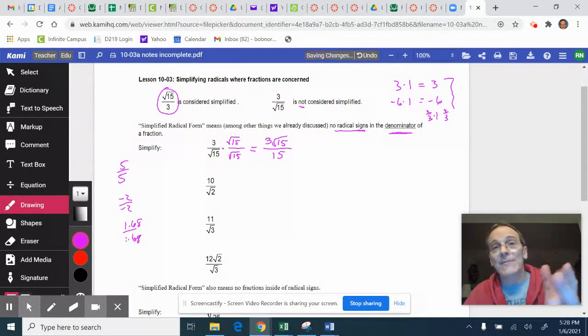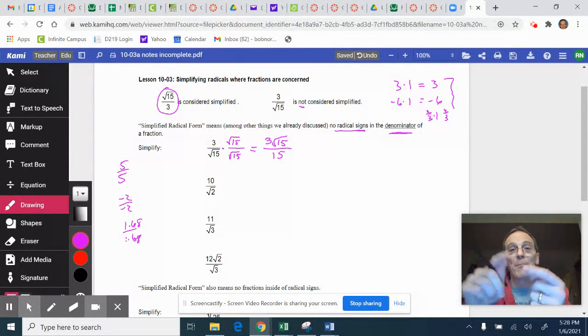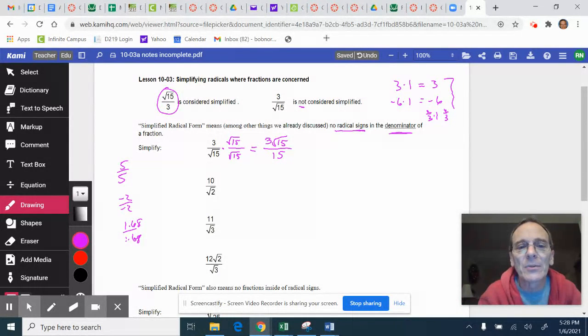You really shouldn't have to go through all of that button pushing. We talked about this in the last lesson also, right? The square root of any number is that thing that when you multiply it by itself, you get that number back. So really, you should be able to do this in your head. Root 15 times root 15 is 15.